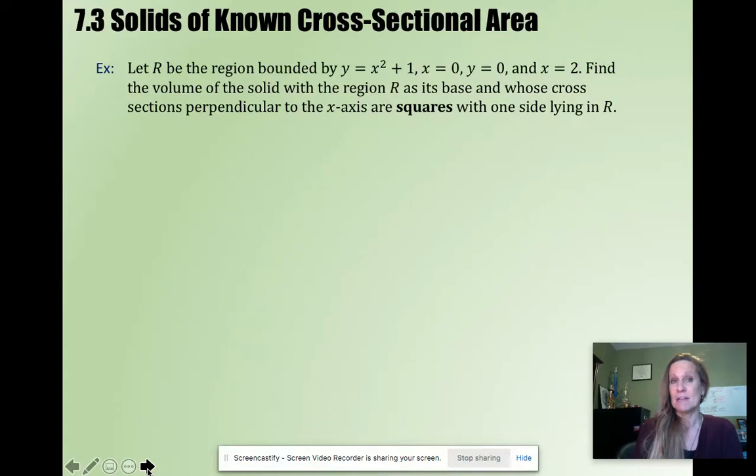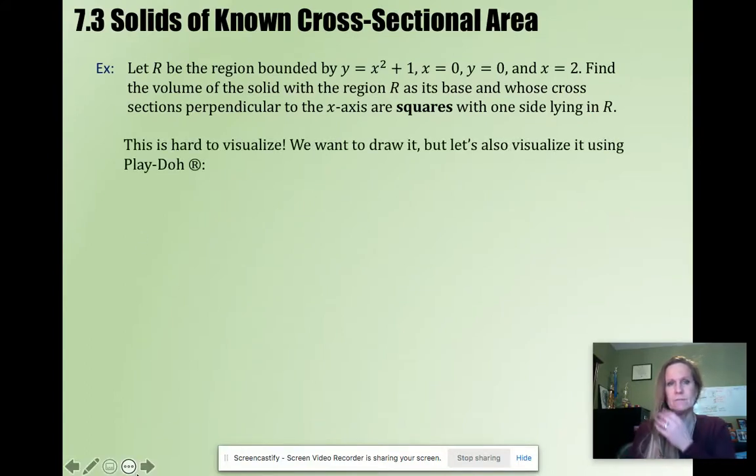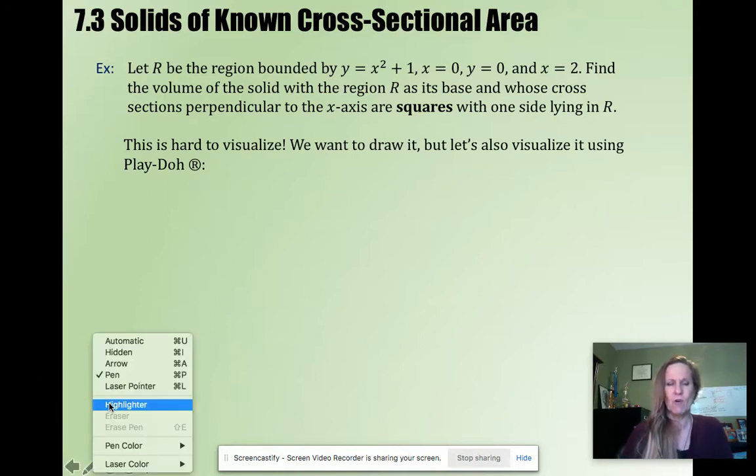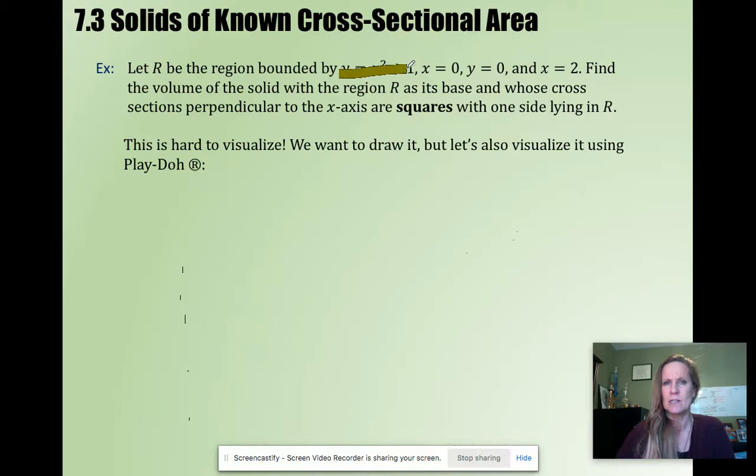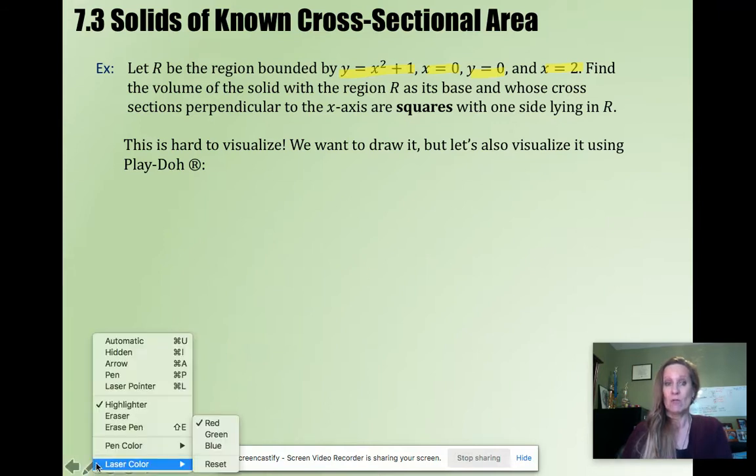I call these Play-Doh problems. So that handout I referred to is going to have this function on it for a whole bunch of problems. Algebra 1, x squared plus 1, bounded by the y-axis, the x-axis, and the vertical line x equals 2. Here's the word that means Play-Doh to you.